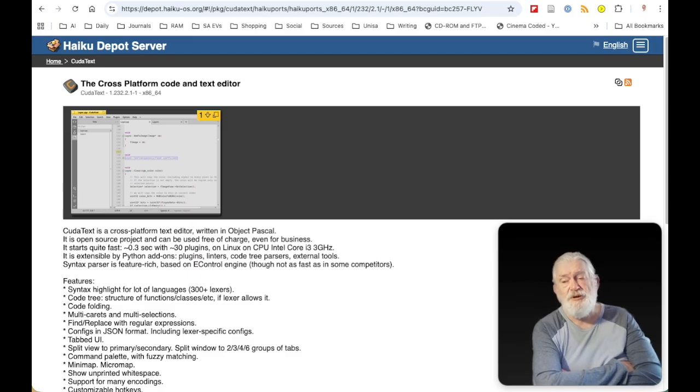So they probably used Free Pascal to compile it. And one thing I've noticed about Free Pascal programs is sometimes there's a bit of a lag on the menus.